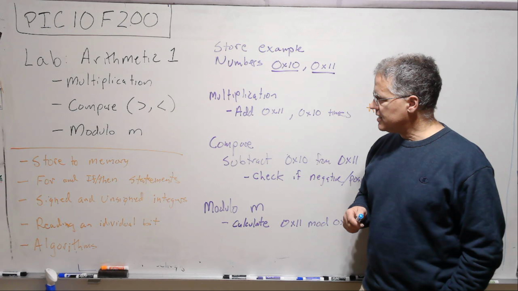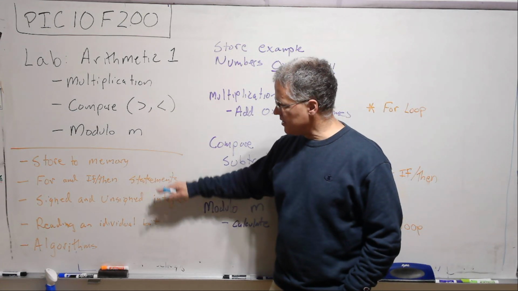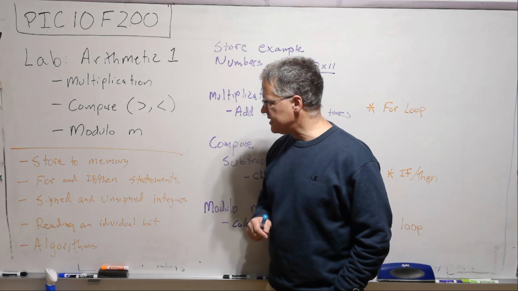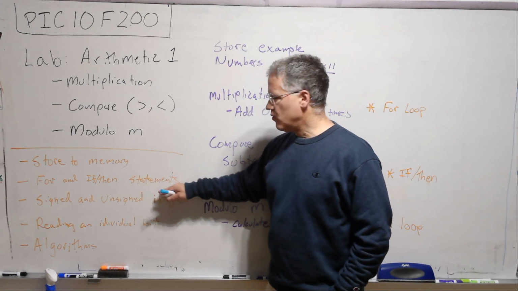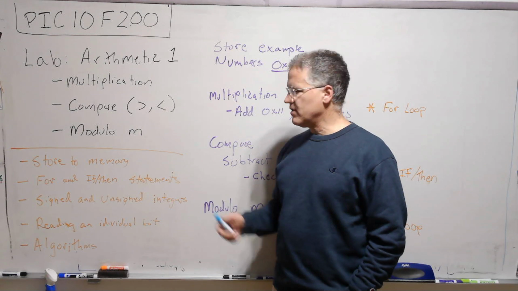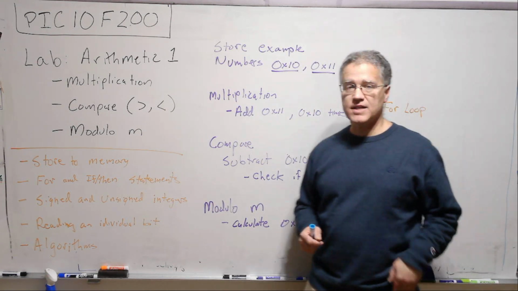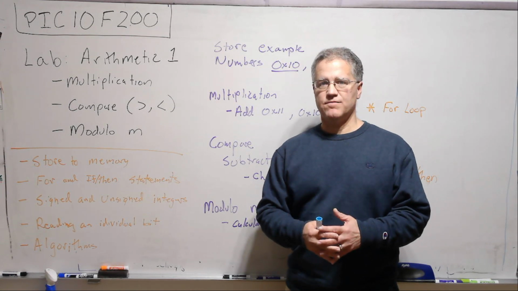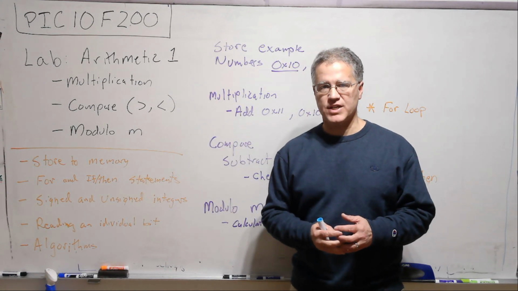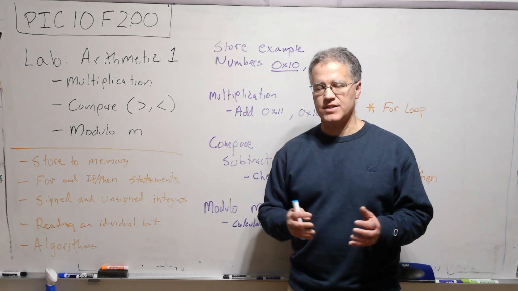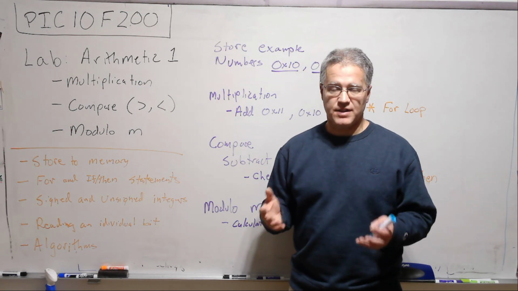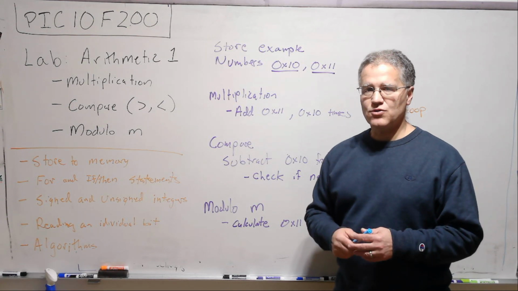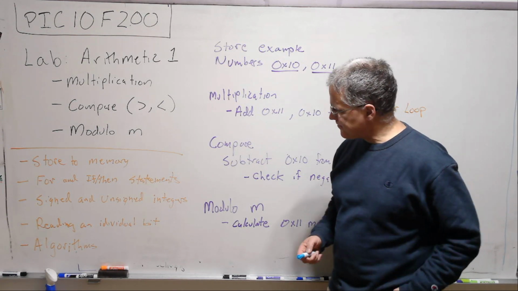A couple of the big ideas here. We'll be storing some data to the memory. We'll be using what are equivalent to for and if-then statements. So of course in the assembly language, and in particular the PIC10F200 assembly language, there are no if-then statements. So how do we do it with our normal goto and call and that sort of thing?